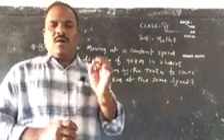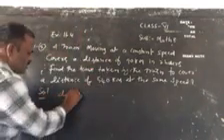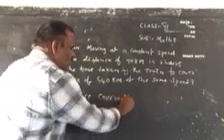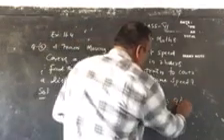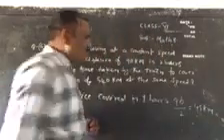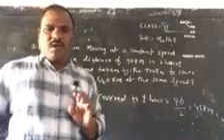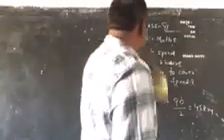Listen, children. Distance covered in 1 hour equals 90 by 2, which equals 45 kilometers. In 1 hour, the train covers 45 kilometers. Now, the time taken by the train to cover 540 kilometers.